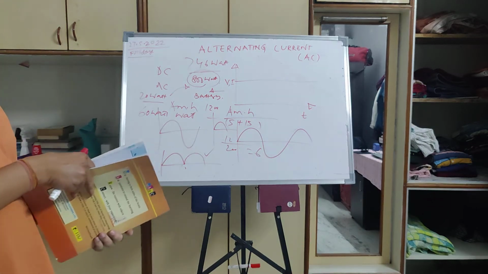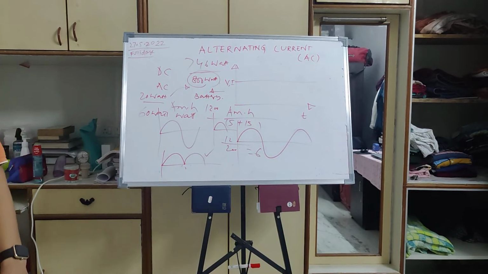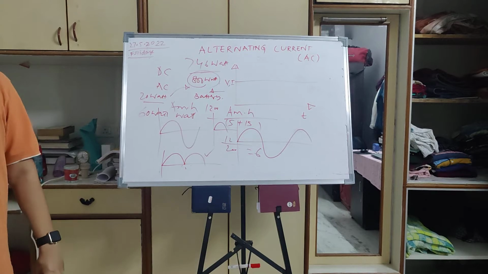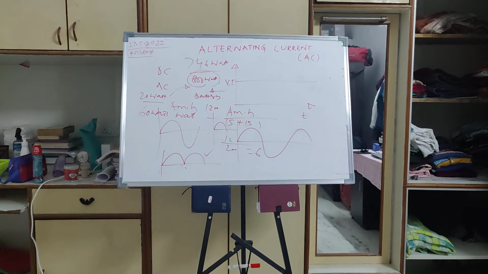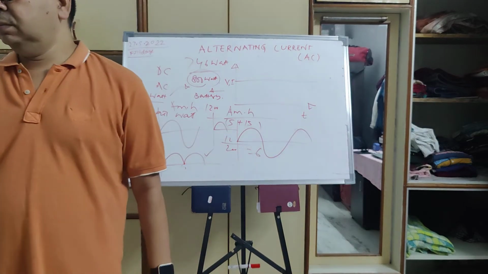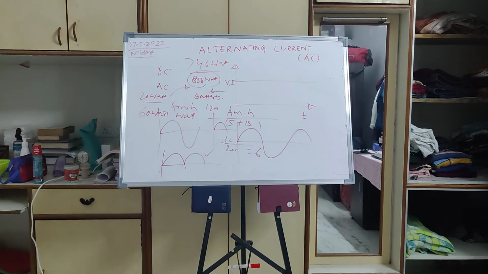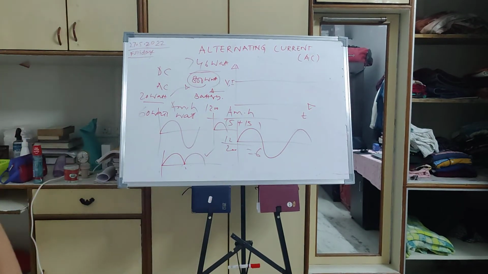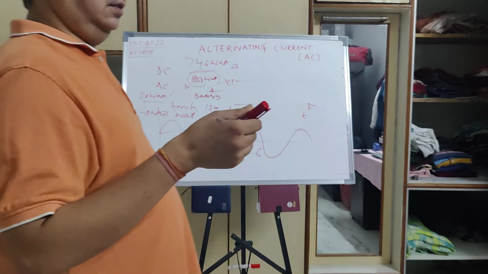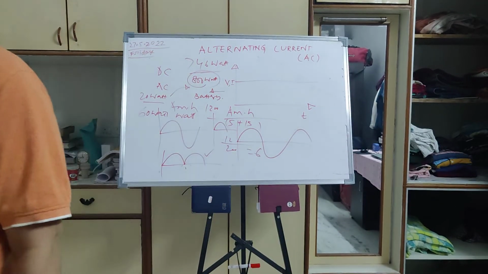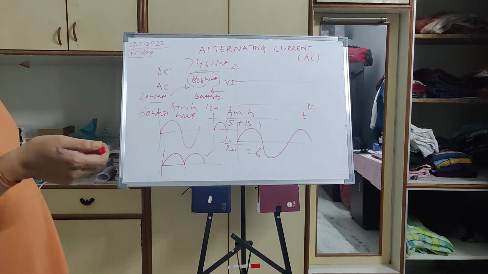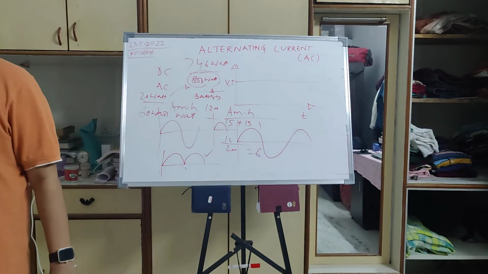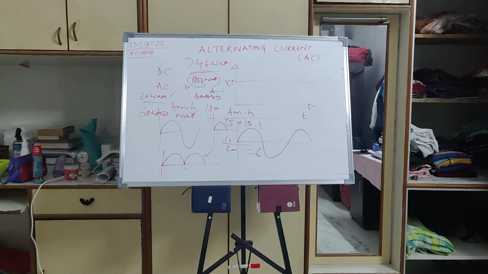So what are the advantages of AC over DC? Whatever power we are generating in the power plant, be it a thermal power plant, nuclear power plant, wind power plant or solar power plant. In a hydroelectric power plant, the potential energy of the water gets converted into kinetic energy of the water.